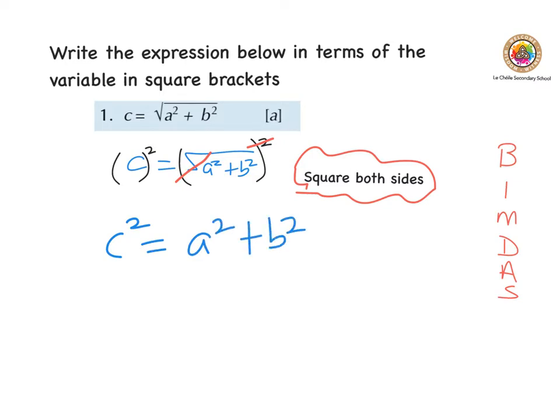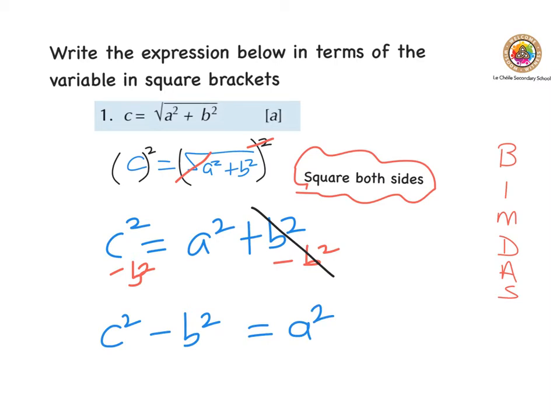Now again, I need to look and see what I want on its own. I'm asked to get it in terms of a, so I want a on its own. So very simply, here is plus b squared, so I'm going to subtract b squared on that side, and of course I have to do it on this side here. So again, my b squared minus b squared is going to cancel, and I'm left with c squared minus b squared is equal to a squared.